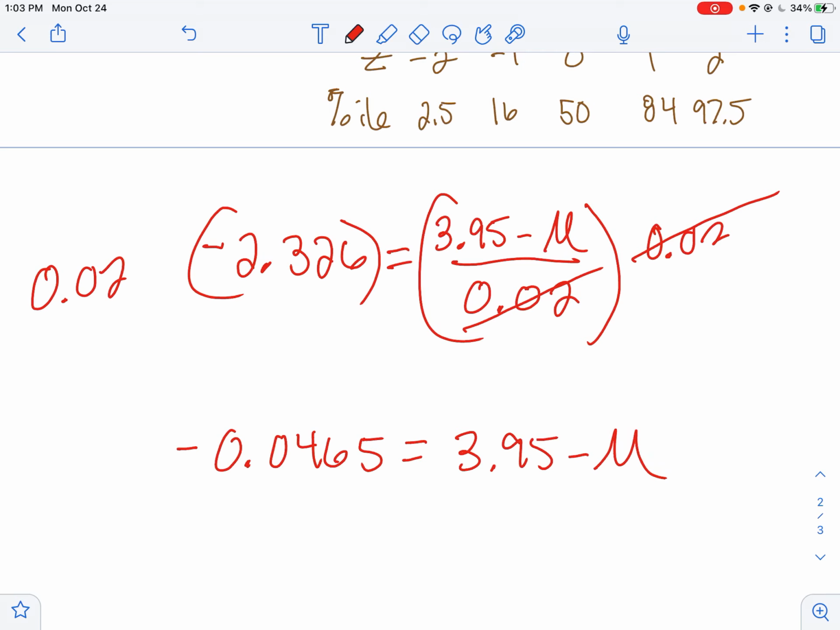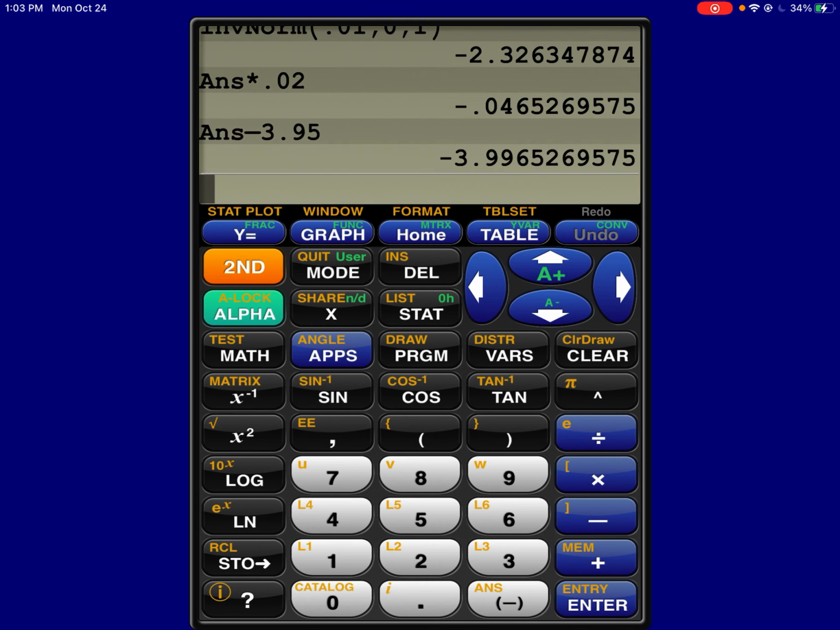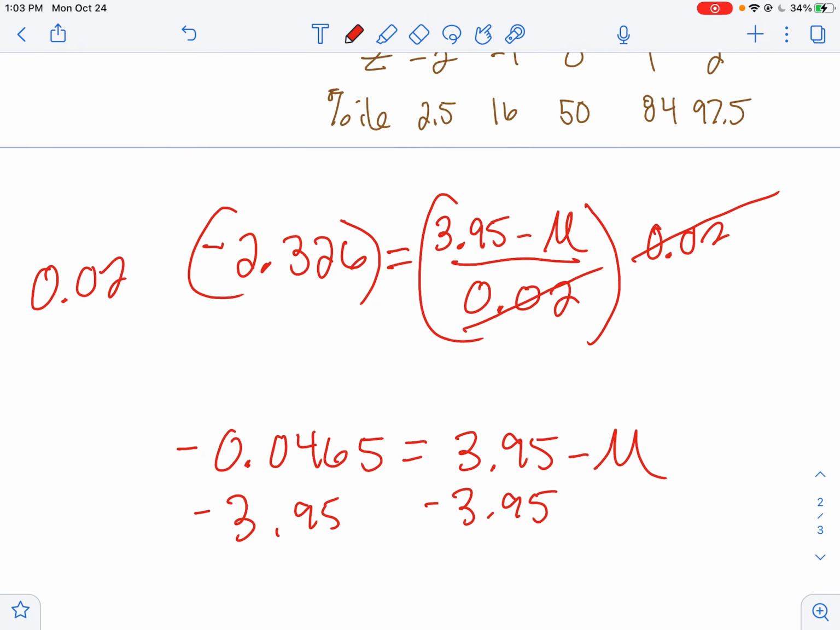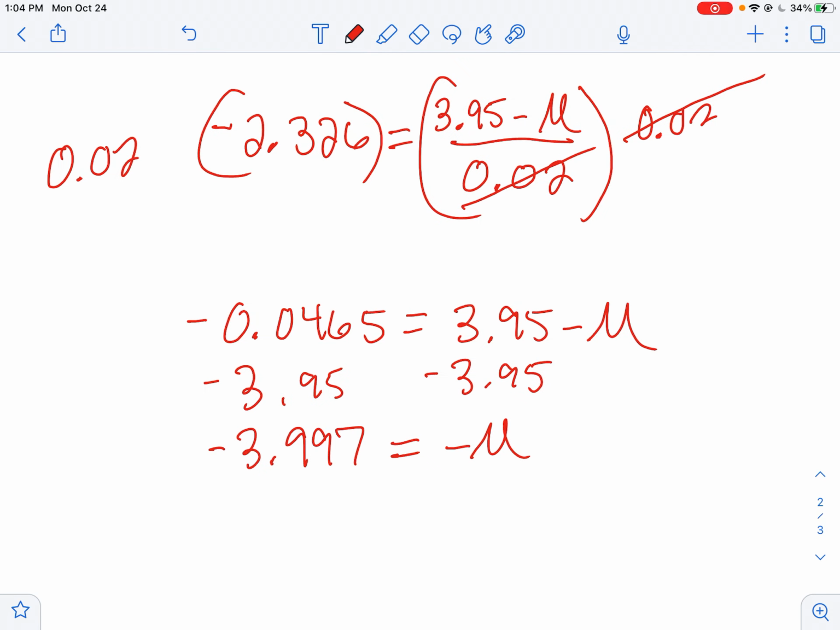I'm going to subtract each side, 3.95, so I can isolate my variable. I'm getting about 3.996, so we'll go through like 3.997. I'm just rounding here. 3.997 equals negative mu. And of course, we know we can multiply each side by negative 1, and I get about 3.997 inches.